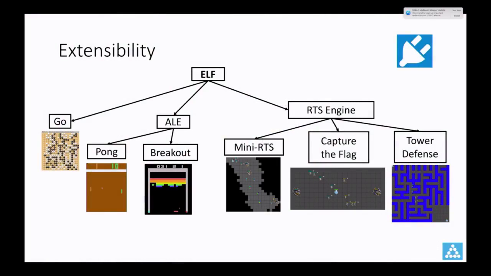And finally, it's flexible. Thanks to its design, it's very easy to change the topology between environments and actors, and between environments and optimizers, without a big change from the framework side itself. The game environment can also be parameterized, and we also offer different choices of reinforcement learning algorithms. In terms of extensibility, ELF supports different types of games. This includes board games such as Go and the Arcade Learning Environment. ELF also includes our homemade RTS engine, which includes three environments: Mini-RTS, Capture the Flag, and Tower Defense. In the future, we will include more games.